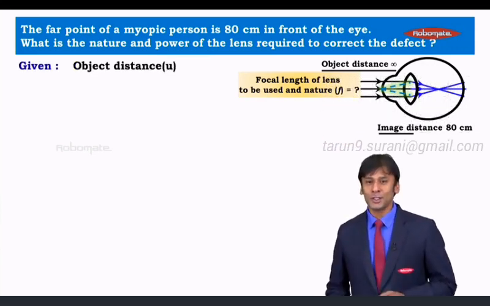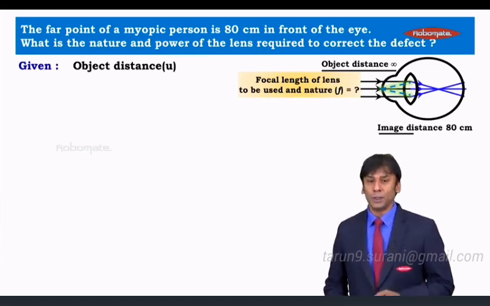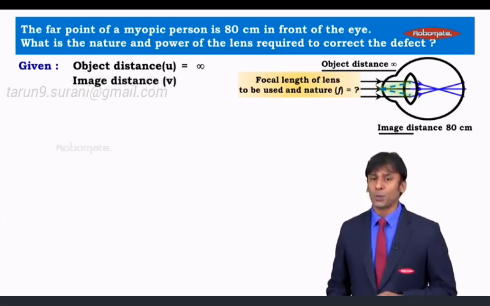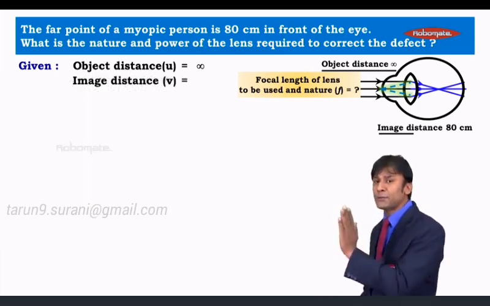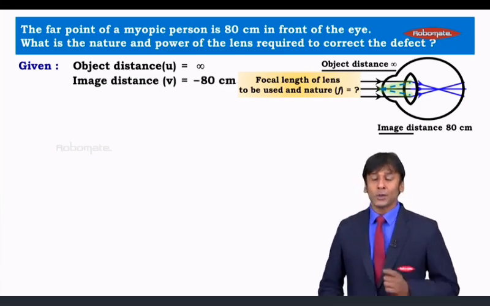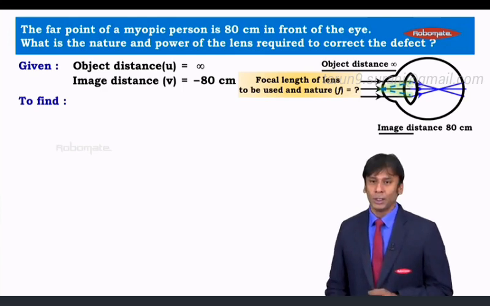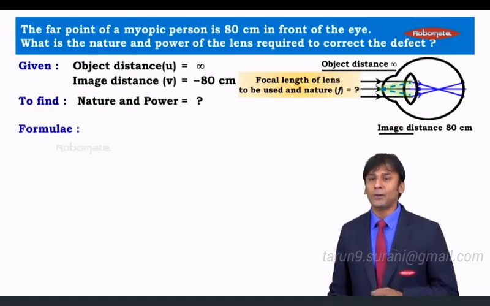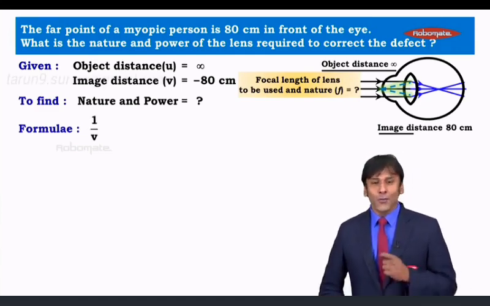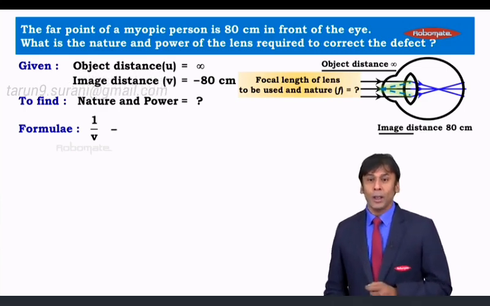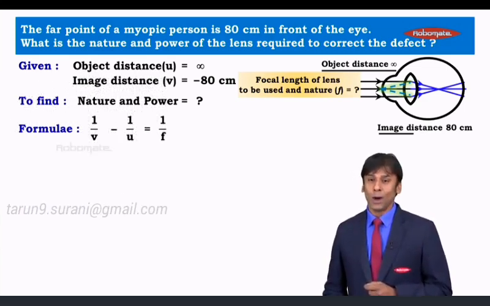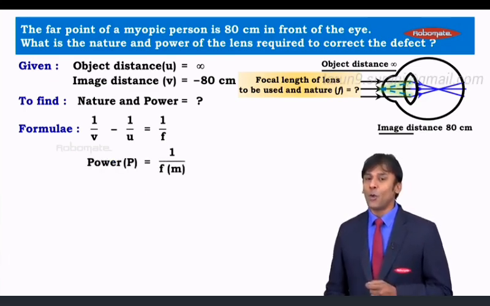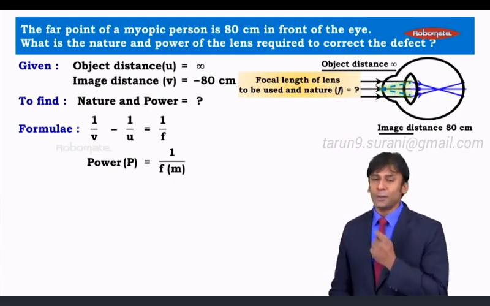Firstly, what is given is object distance, and we know object distance is given by the symbol u, and that is infinity. Further, image distance. The image distance is v, and we can see image is to the left of the lens, therefore we take it as negative, so it will be minus 80 centimeter. Further, what are you supposed to find? You're supposed to find the nature and the power. Now, to find the nature and the power, let's see which formulas are required. The first formula is 1 upon v minus 1 upon u is equal to 1 upon f. And the second formula to find the power is P equal to 1 upon f, that is, the focal length should be in meters.